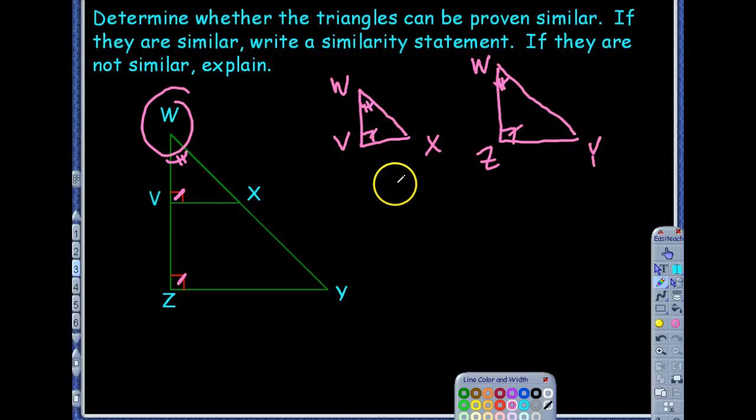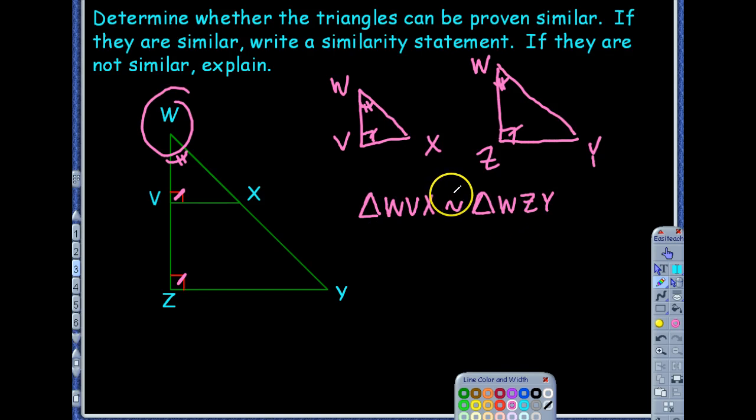So it says, if they are similar, write the similarity statement. Okay, so let's do that. I'm going to call the first triangle, the smaller one, triangle WVX. And I'm going to say it's similar to triangle WZY. And when you write your similarity statement, does the order matter? Yes, the order does matter. However you name the first one, you can write however you want. We'll determine how you write the next one.